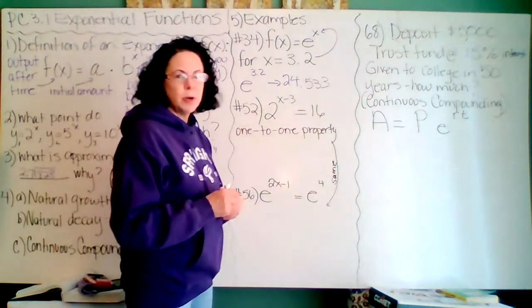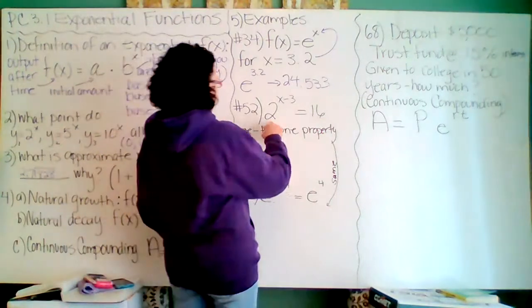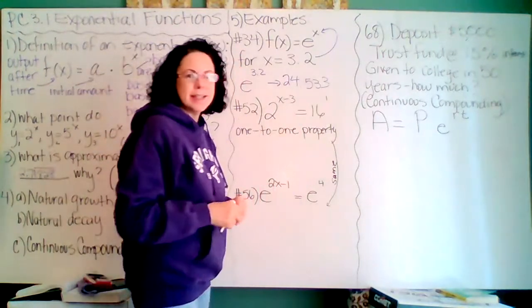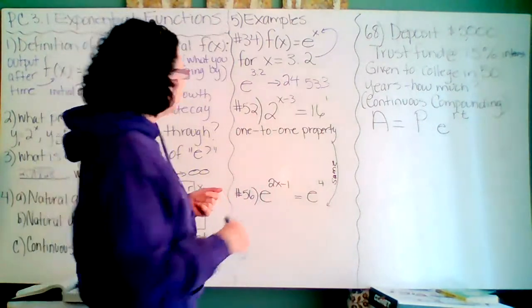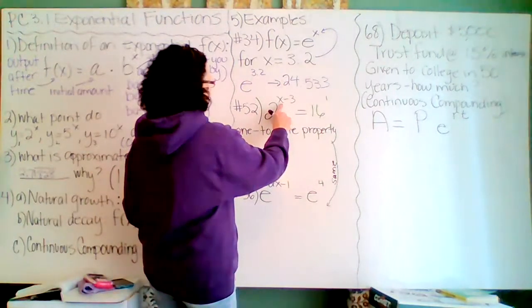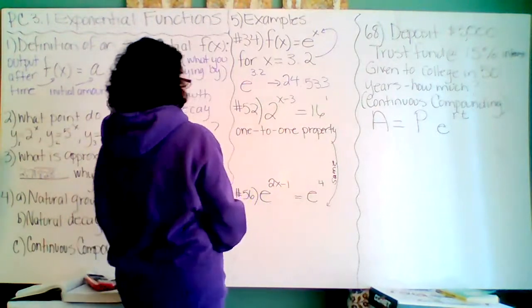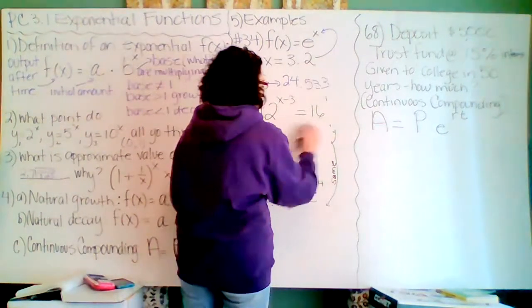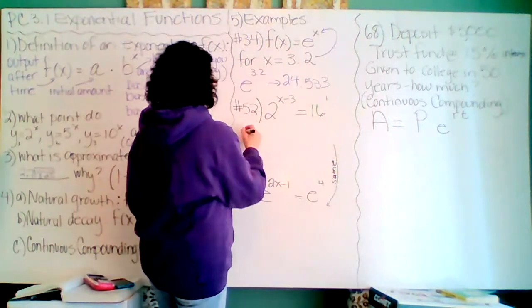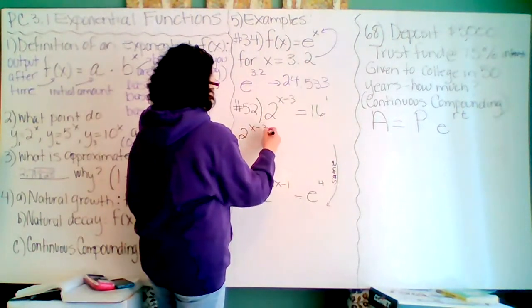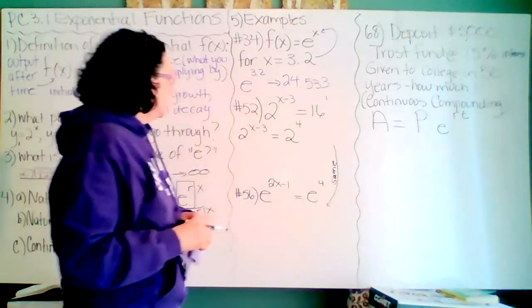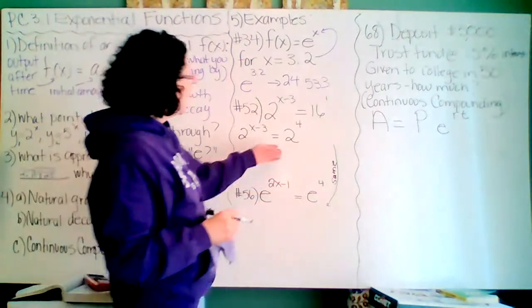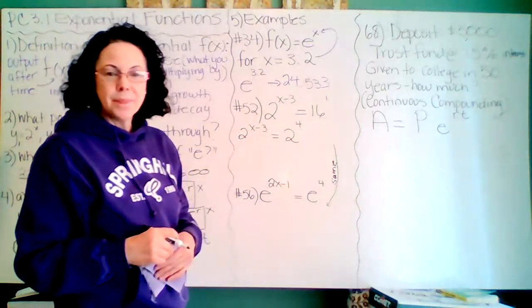How do we use the one-to-one property here? I see a base of 2 on the left and a base of 16 on the right. So what if I made them both with a base of 2? I could probably solve for this x easier, okay? So let me give myself some room here. So 2 to the x minus 3 equals, now I'm going to write 16 with a base of 2. So 2 to the 4th is still 16, right?